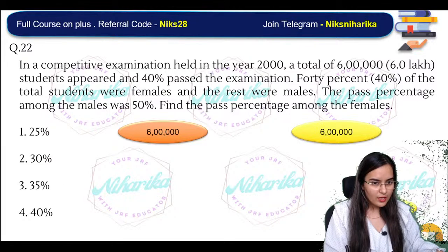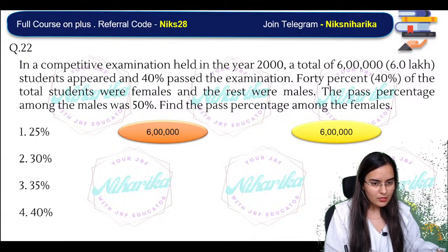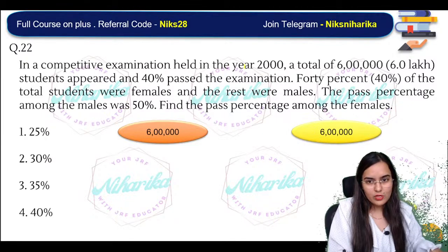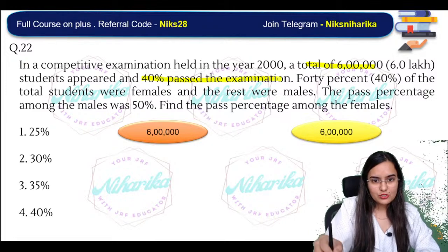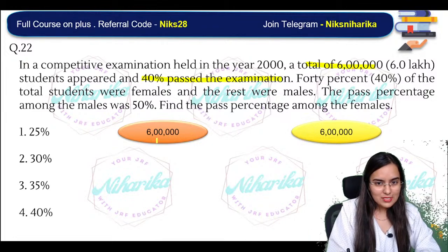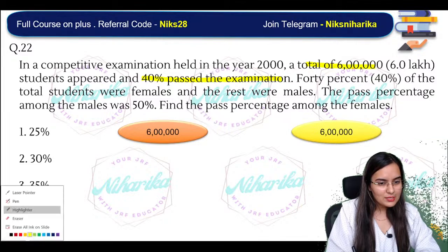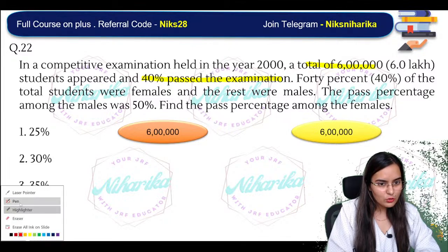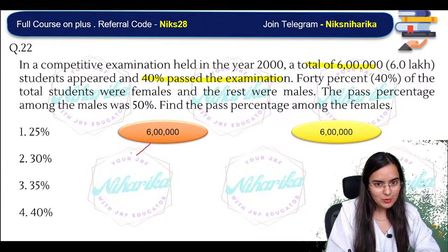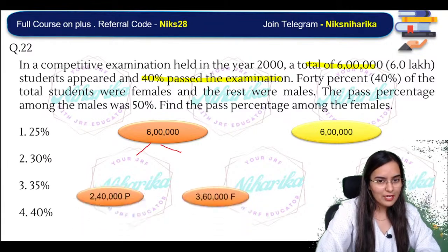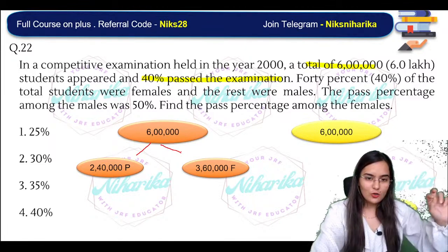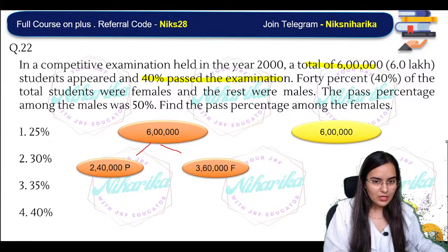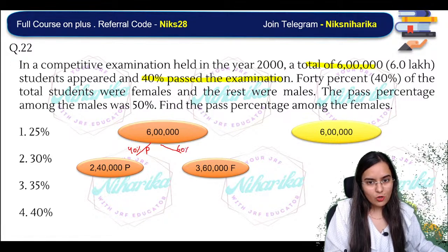Can you see my marking, where my arrow is going? Out of that 6 lakh, 40% passed the examination. So 40% passed and 60% failed. That means 2,40,000 passed and 3,60,000 failed. 2,40,000 passed because 40% passed, and 60% got failed.